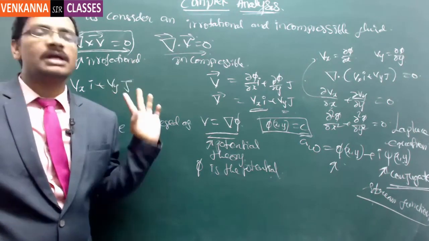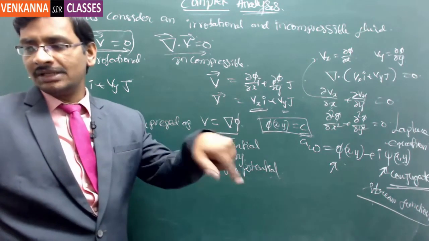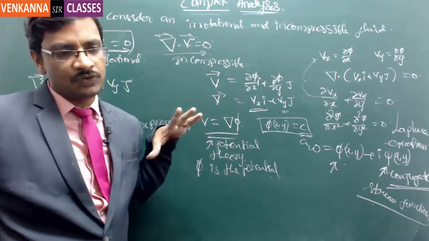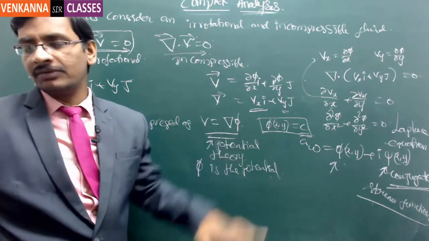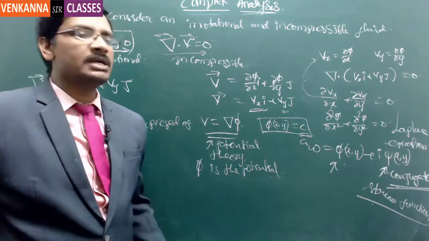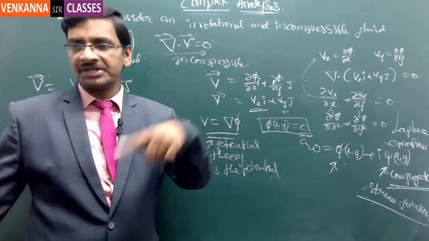That means there are no curls in the flow. Curl means there are no rotational swings there. So the fluid flow is continuously moving like this. There are no rotations anywhere. Got it or not? So at every location there won't be even a single curl. Curl means the rotational nature of the flow.